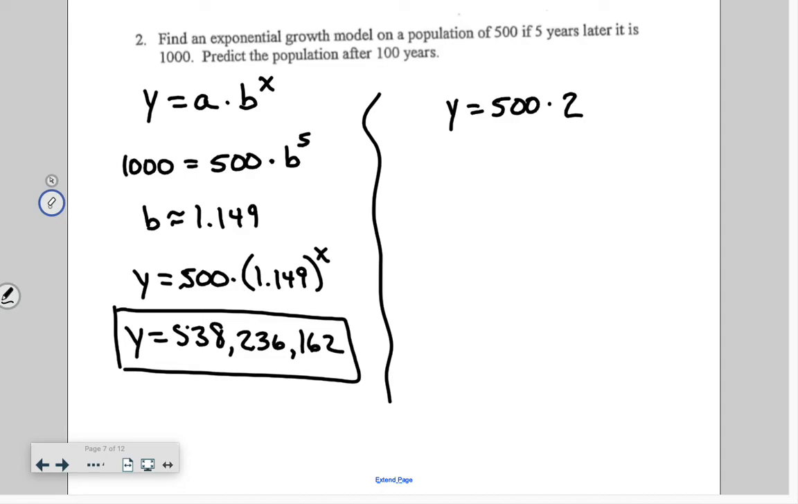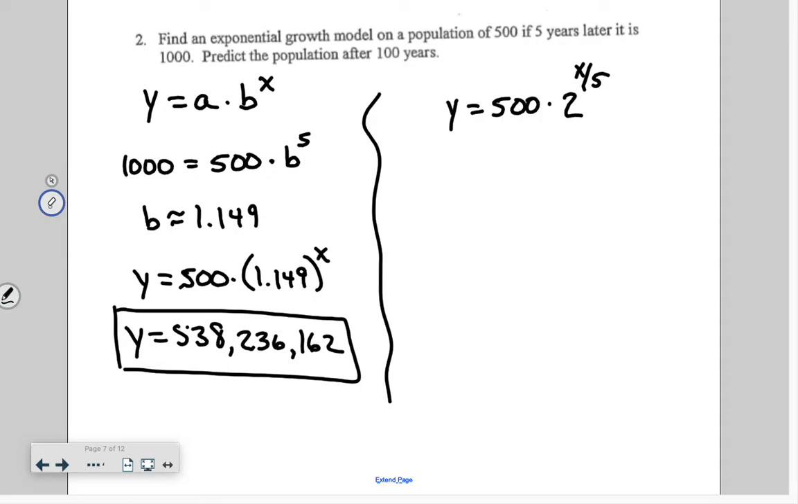Okay, it's doubling. But the problem is it's not doubling every year. So somewhere I have to incorporate the fact that it's doubling every 5 years. In the exponent, that's where we can take care of that. We can write it as the x over 5 exponent. And here, let me explain what that's meaning.